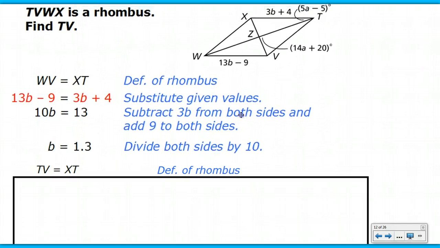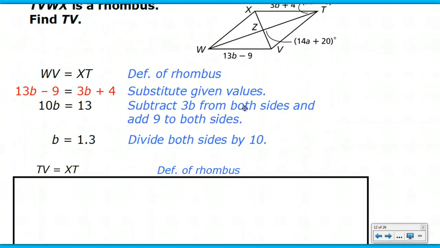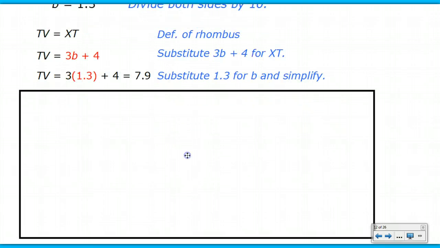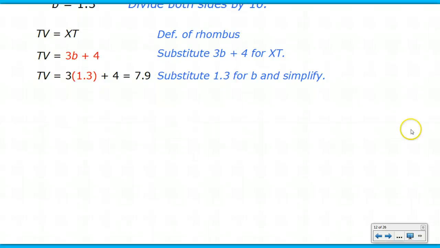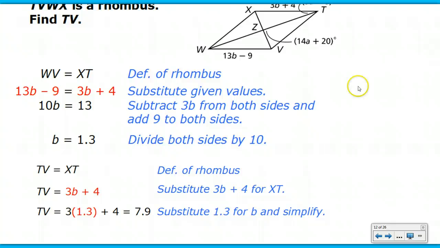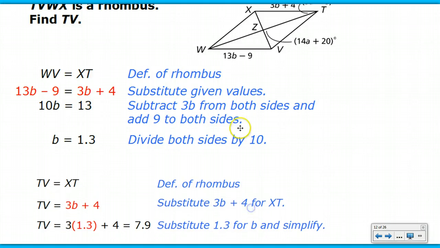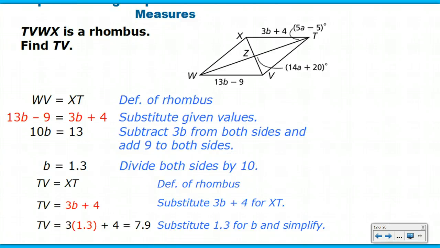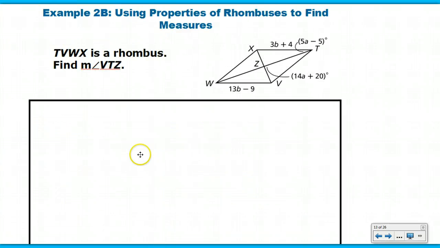Okay? And now we can say that TV is equal to XT because of the definition of a rhombus. So we can simply plug the 1.3 back in and find that 7.9 is the length of each side, right? Every side here is the length 7.9. Let me bring this back down so we can see the entire measure. Excellent. Good job.